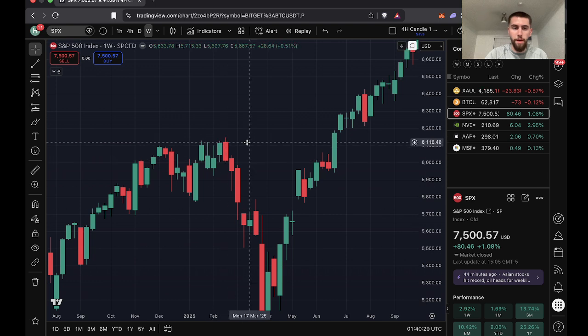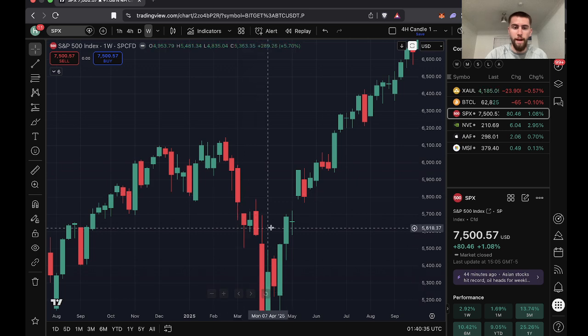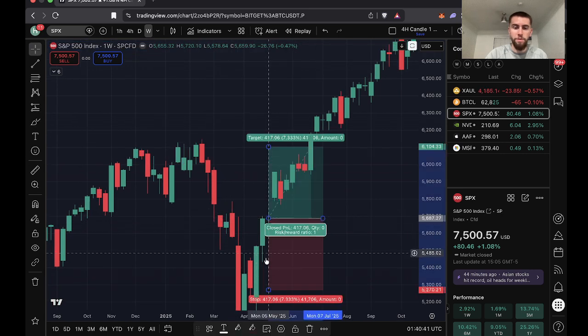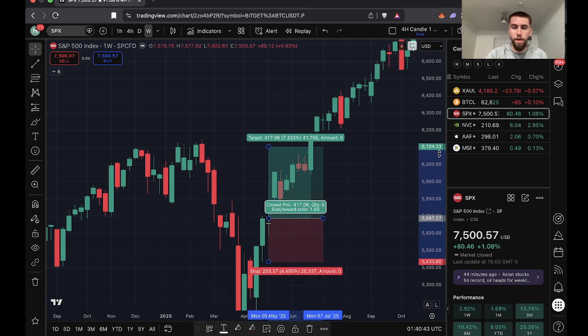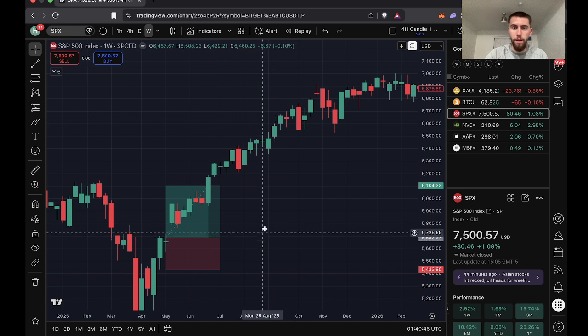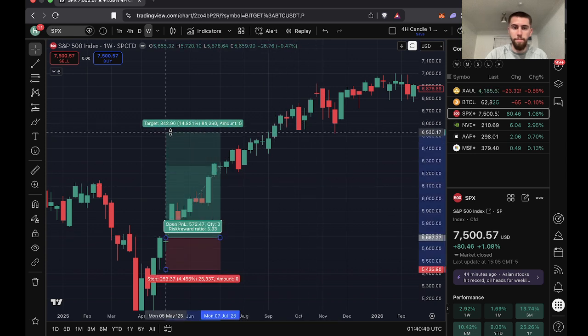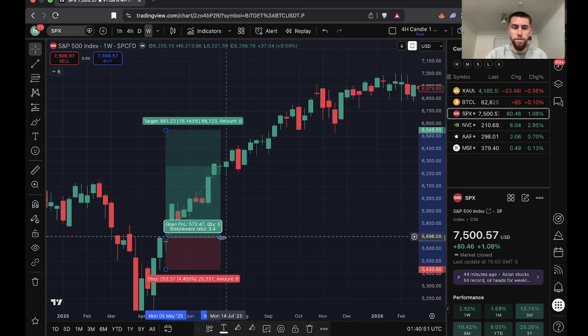If we go to here, we had a low there. You would have been out before all the tariff stuff. I'm out there, bang, and I'm back in on that weekly close. Let's do another one. It's the easiest way to spot turning points on the high time frame. Where we would have been out here. Nice trade there.